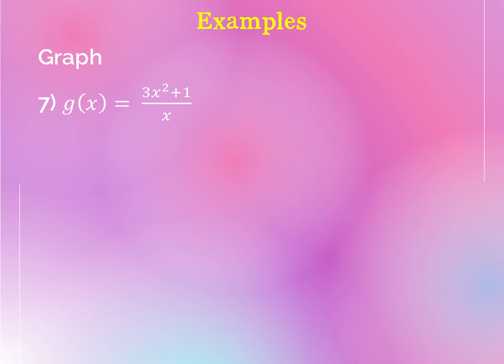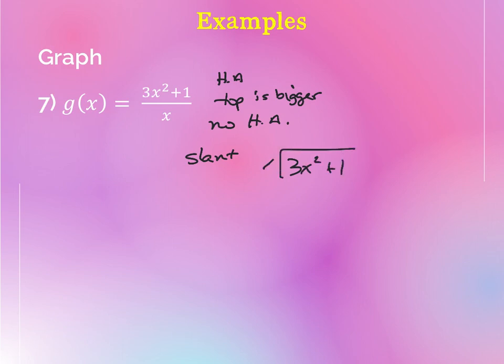And we have g of x is equal to 3x squared plus 1 over x. So again, nothing can be simplified. So let's go ahead and find our horizontal. So the top is bigger. So this tells me that I have no horizontal asymptote. I actually have a slant because it's 1 bigger. So 3x squared plus 1 divided by x. What are we going to multiply x by to make it 3x squared? I'm going to multiply it by 3x.